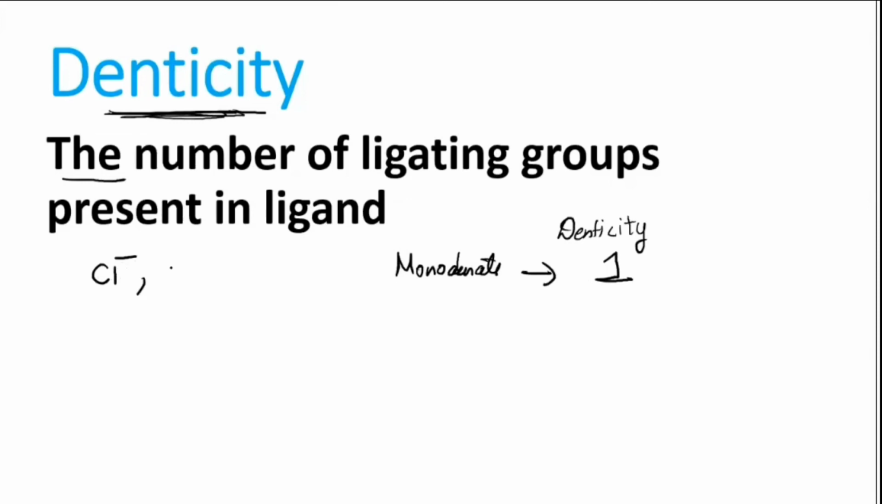Similarly, you have water also. Water has 2 electron pairs, but how many are they giving to bind with the metal? Only 1. So they also come under monodentate, so denticity will be 1. Now if I talk about this one, En or Ox. En is ethane 1,2 diamine, and this is the oxalate ion. I have just written the abbreviations of those two ligands.